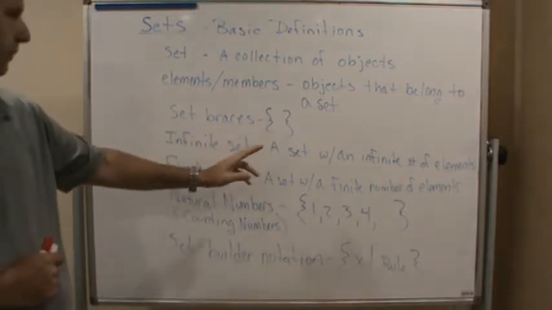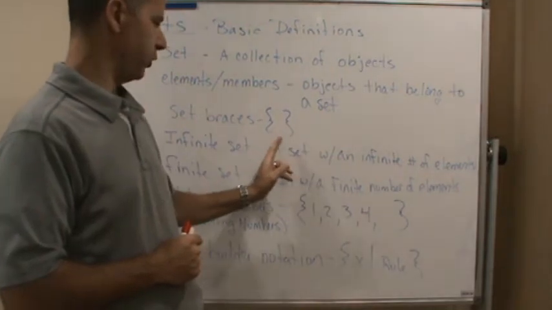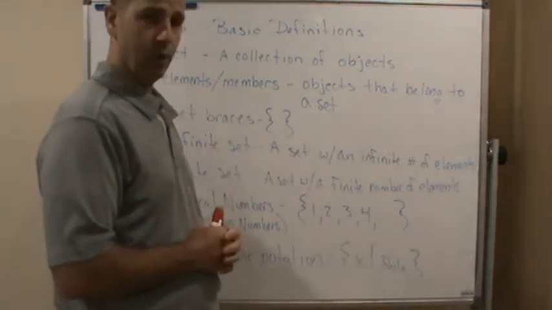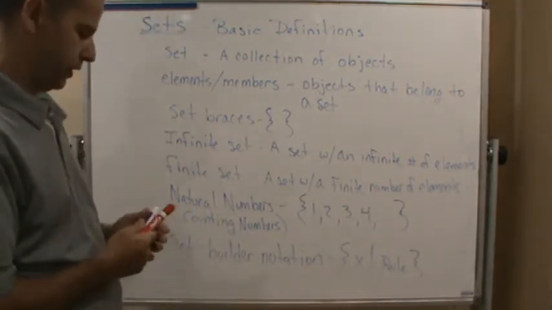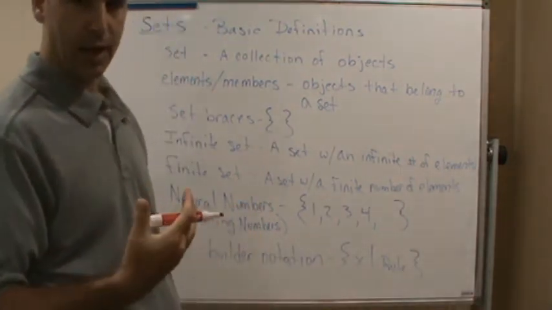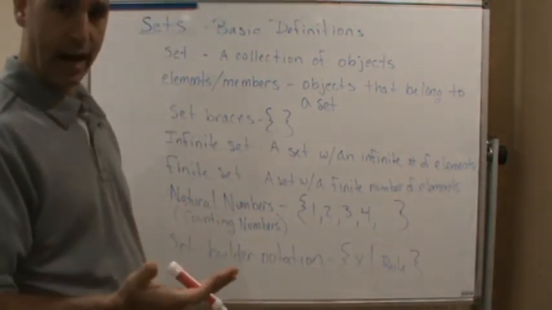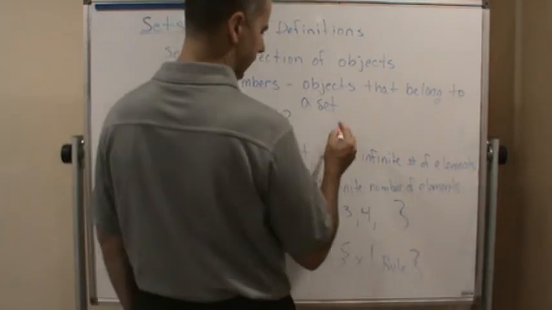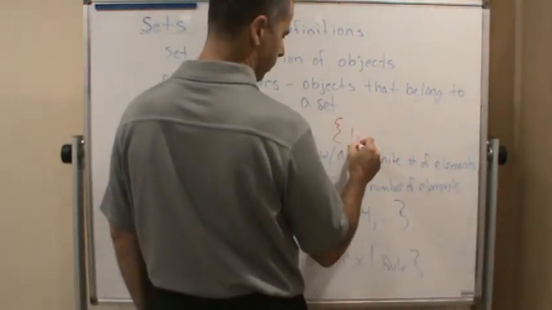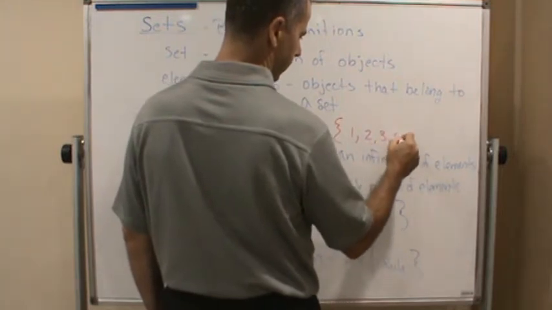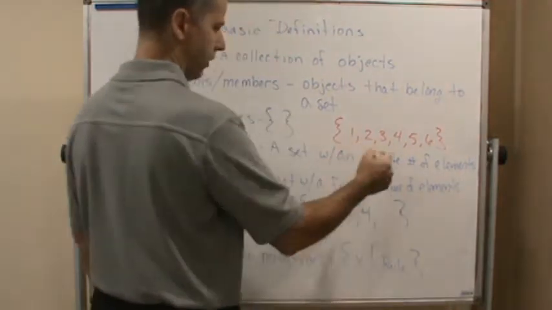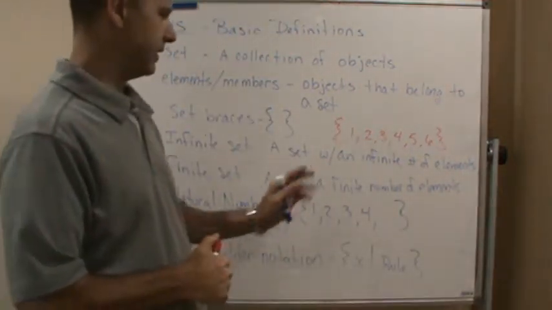Set braces. These are what we use to bookend to represent a set. If we don't have these, then we don't have a set. We just have a collection of numbers. So for example, if I wanted to write the set of the numbers on a six-sided die, then I could write the set as 1, 2, 3, 4, 5, 6 with braces around them. So that means this is a set.